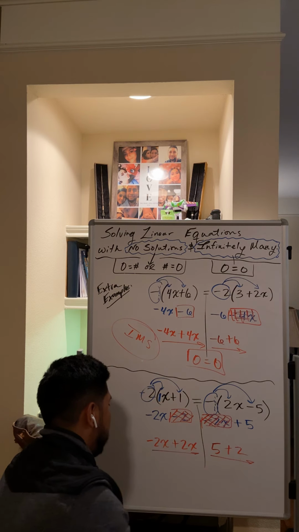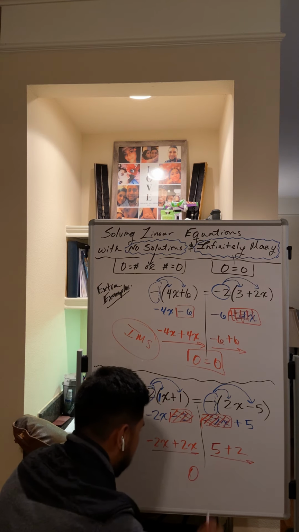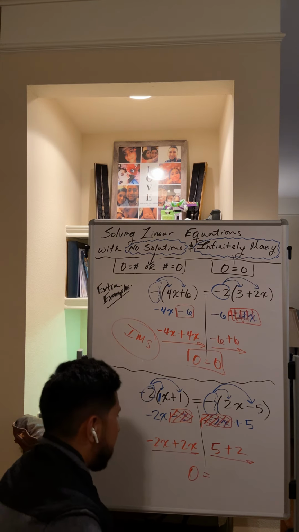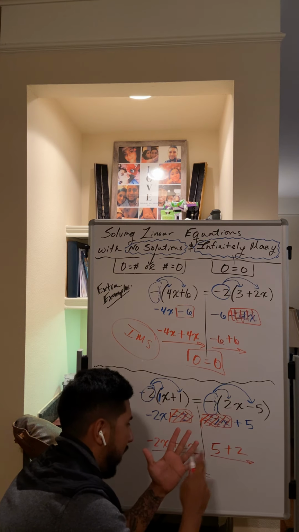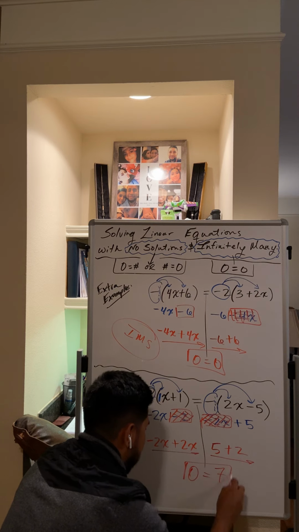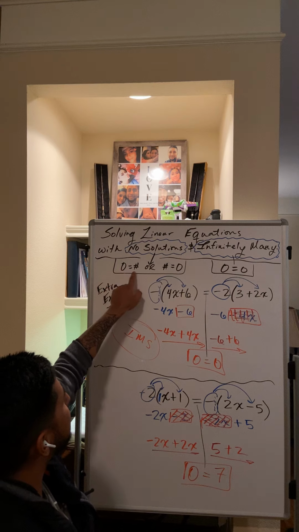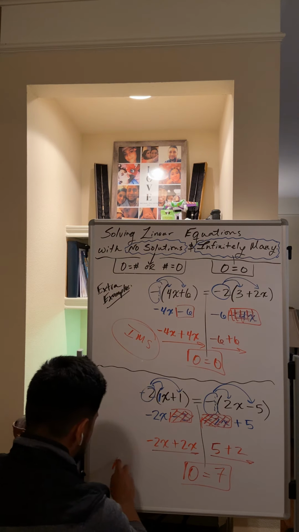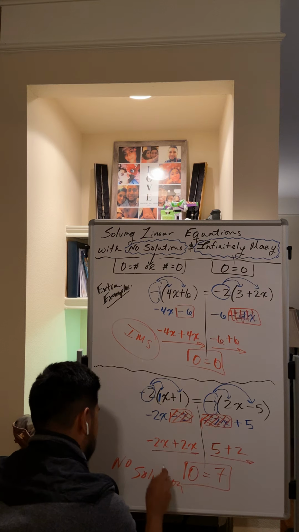-2 plus 2. Calculator. That gives me a nice 0 equals. We're taking 5 plus a 2. What do you get? 1, 2, 3, 4, 5, 6, 7. There we go. I use my fingers there. Pretty easy. Now what do we got if we have 0 equals 7? 0 equals a number? No solution. And that's it, ladies and gentlemen.